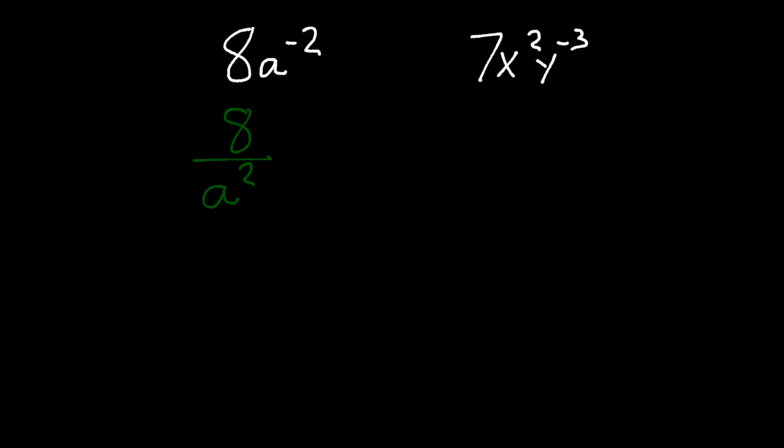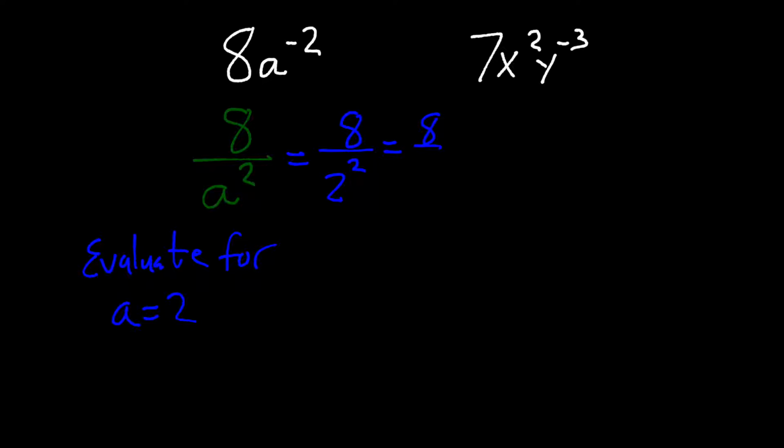Then, after I have this, what I could do is say, hey, evaluate for a equals 2. Well, if a is 2, that means I can rewrite it as 8 over 2 squared, which is 8 over 4, which becomes 2. So if we're evaluating, we first want to make our exponent positive by moving it into the denominator, then substitute whatever its value is into its place, and then evaluate and divide.